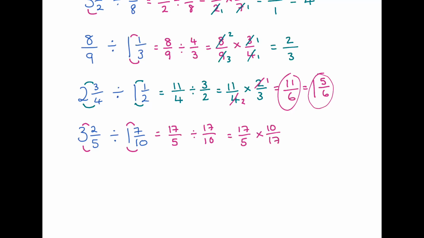So now we can see our cancelling or simplifying. We've got 17 and 17. And then we've got 10 and a 5, which are both in the 5 times table. So that's 2 5s and that's 1 5. So altogether, actually, all we've got on the top is 1 times 2 is 2. And on the bottom, 1 times 1 is 1. So the answer is just 2.